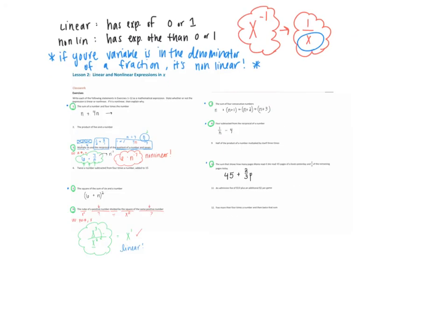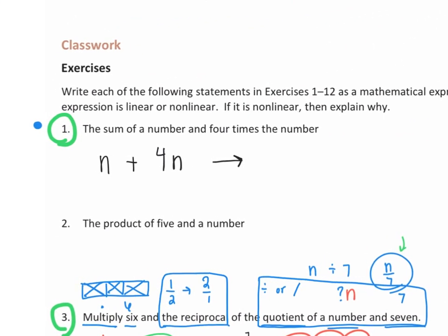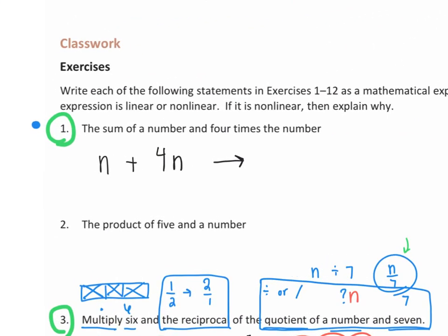All right, you should have solved number 1, 5, 7, 8, and 10. I'm going to start with number 1. It says the sum of a number and 4 times the number. You could have chosen different variables, but I have n plus 4n. The sum, adding a number n and 4 times the number. So when I add these two, this simplifies to 5n, and there is no exponent attached to that variable, so this is linear.